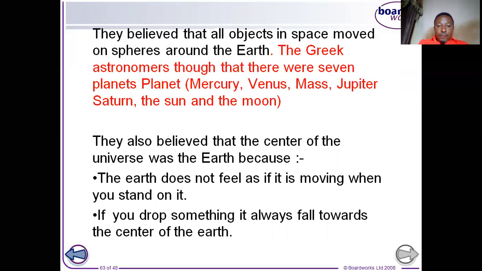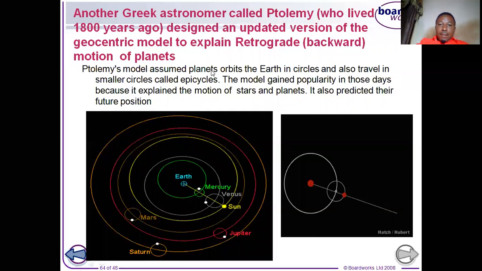And if you drop something, it always falls towards the center of the Earth. That's another popular belief. Why is it that whenever you drop something from anywhere, it always comes to the Earth? It means the Earth is the center. So that was their argument in those days, right? But like I said, there was a flaw in their theory, in their model. They couldn't explain why planets had to go back and forth.